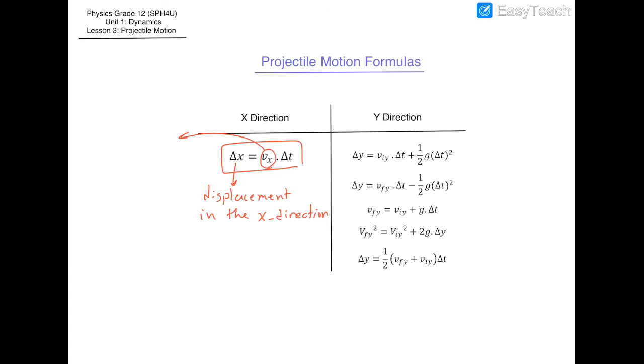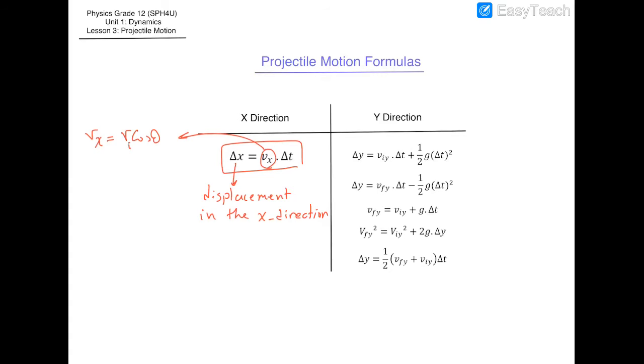Vx is the x component of V, which is constant. So there is no initial or final. It's all just the same. And as I mentioned, Vx is going to be V cosine theta, and that V should be the initial velocity. But Vx at any point is constant, as I mentioned, and delta t is just time.